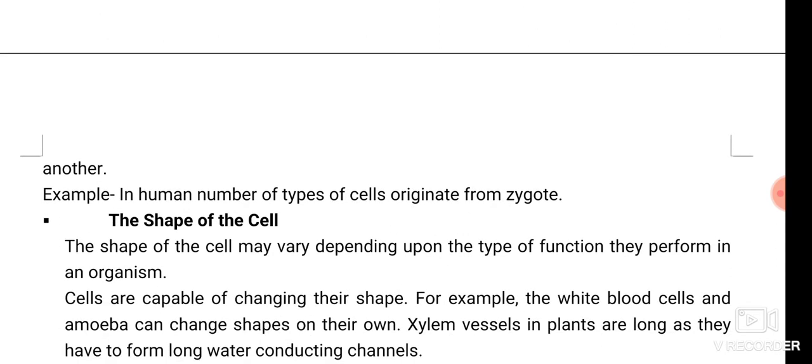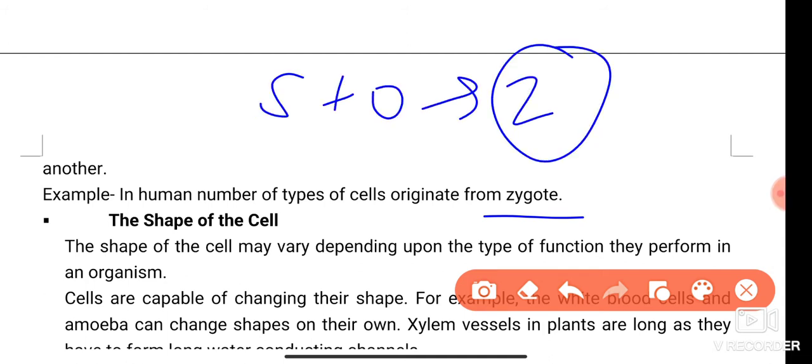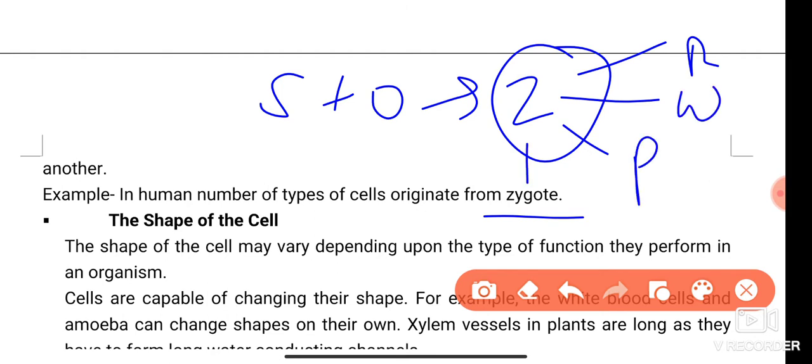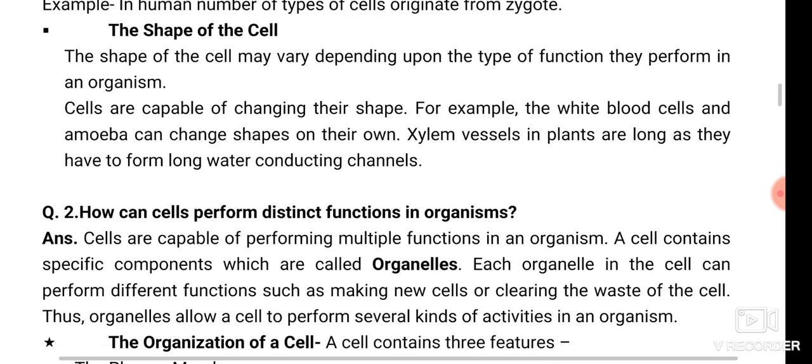For example, in humans, a number of types of cells originate from the zygote. We all know that during the fusion of sperm and ovum, a zygote is formed. Sperm and ovum mix together to form the zygote, which is a single cell, and we originated from a zygote. A number of kinds of cells like RBC, WBC, platelets, bone cells, etc. originate from a single zygote cell. So this is called cellular differentiation or cell differentiation. Next point is the shape of cell.